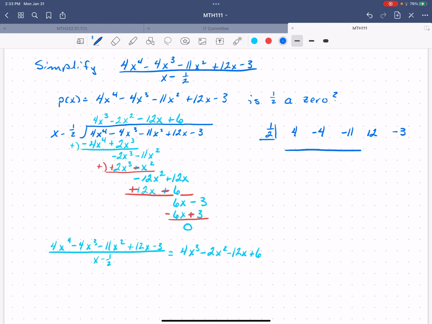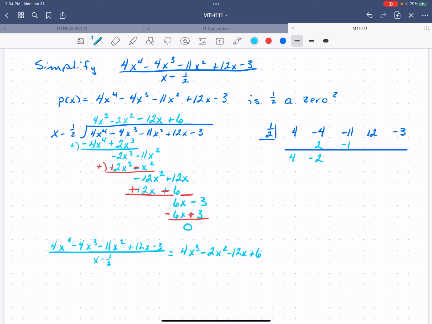I draw a line, and now I always start by dropping down the first coefficient. So that's a 4. Now I take 1/2 times 4, and I put that in the next available spot above the line. 1/2 times 4 is 2, and I add. I get negative 2. Now 1/2 times negative 2 is negative 1.